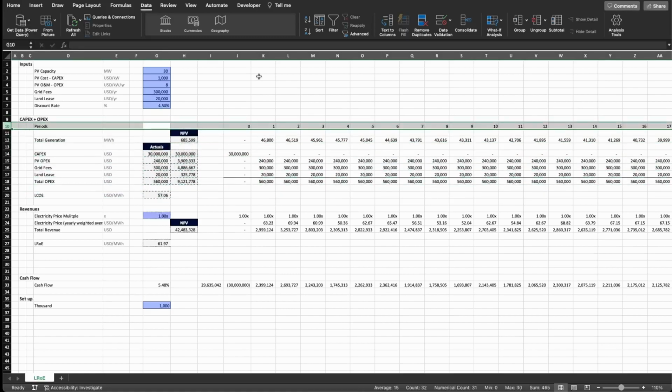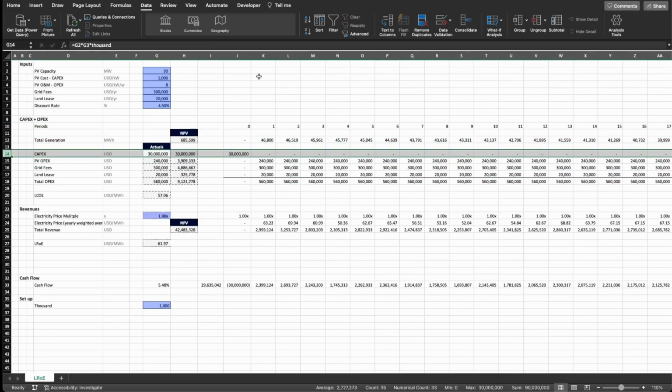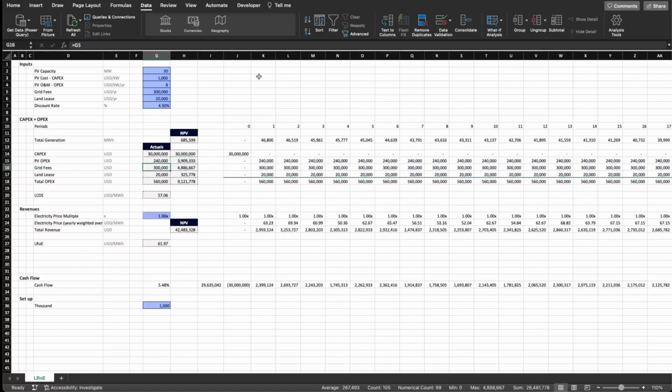Pretty straightforward. We have the periods, we have the generation, the capex, all the opex costs, and then I calculate the total opex in here, as you can see per the formula in here, right? And as we need the NPV, I calculate all the NPVs on column H. That's it. And once we have all the NPVs, we can calculate the LCOE, which is the sum of the NPV of capex and opex divided by the NPV of the generation. And that's exactly what we have here in the formula. And we get to the LCOE of $57.06 per megawatt hour.